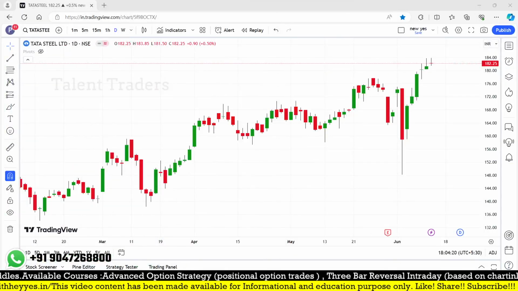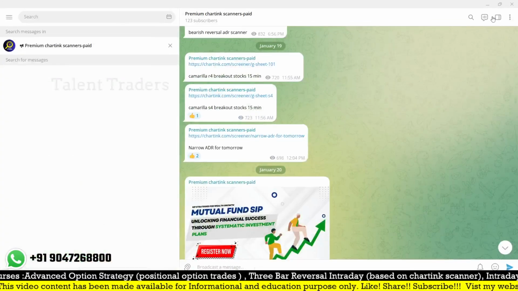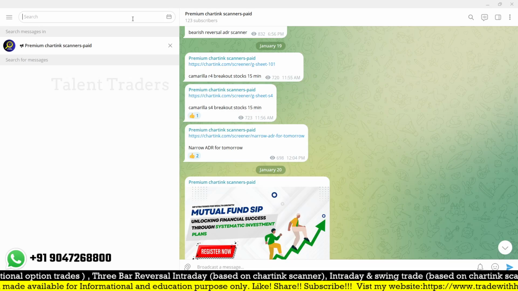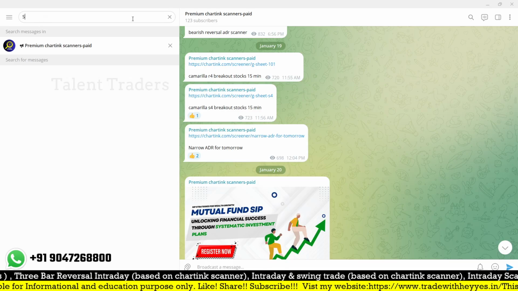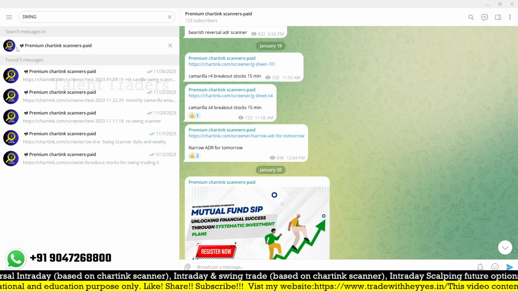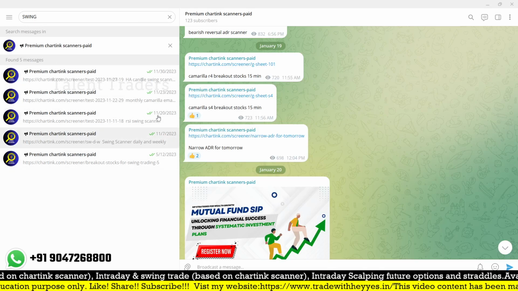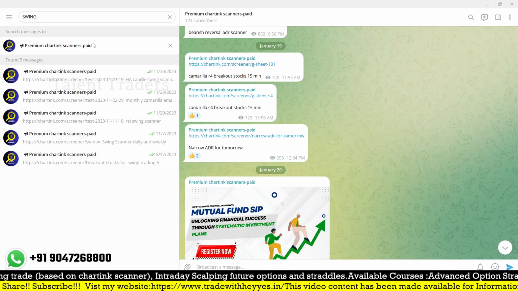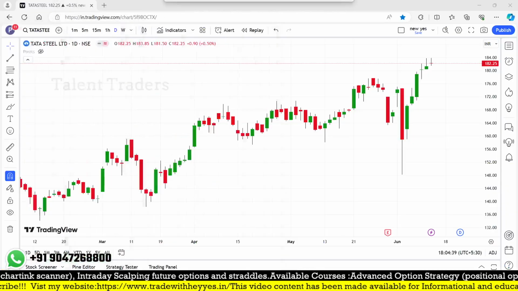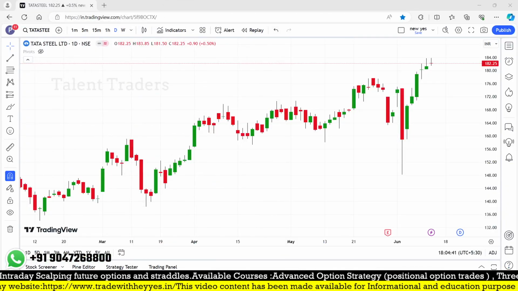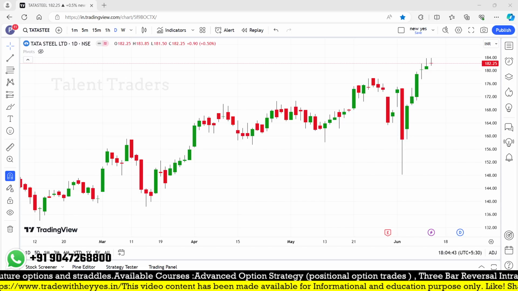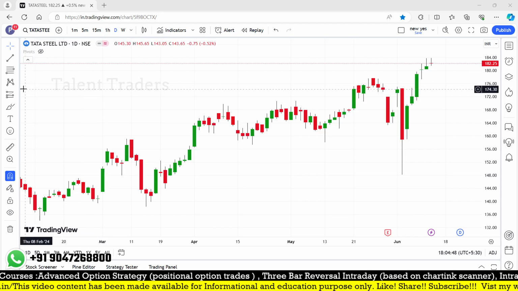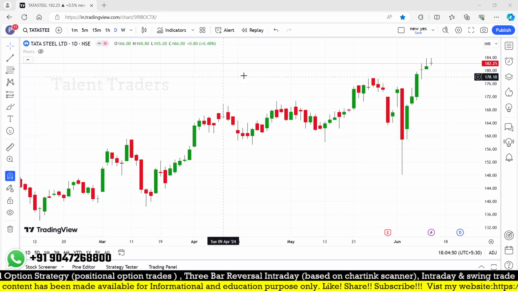So I'm going to check my swing scanners. We have almost 5 swing trading scanners in my group. In the search box you can search for swing, and then you will find our swing scanners for different days, which we update here. I'll take these swing trading scanners one by one from my charting scanner group. So let me start the video.